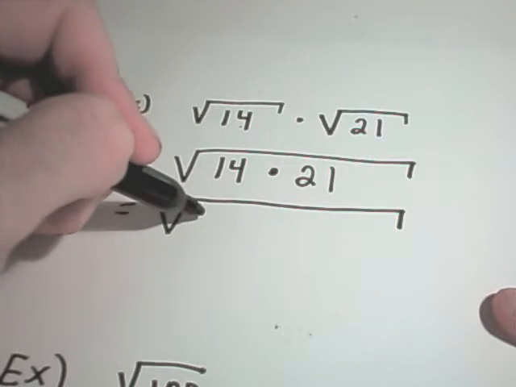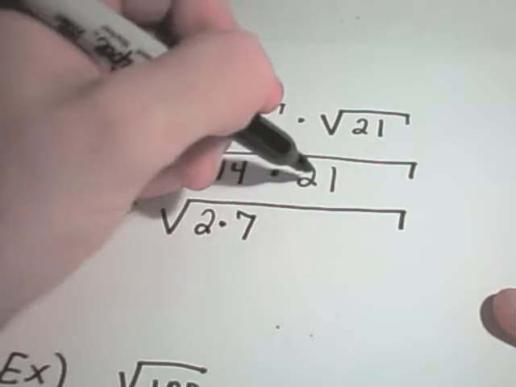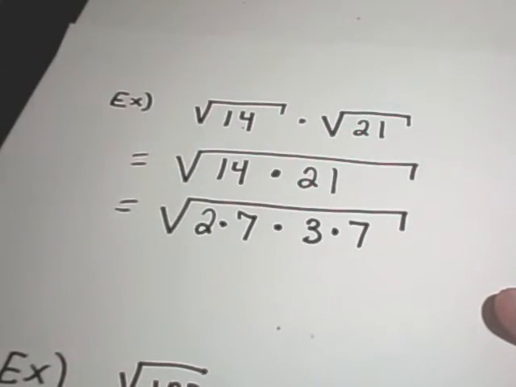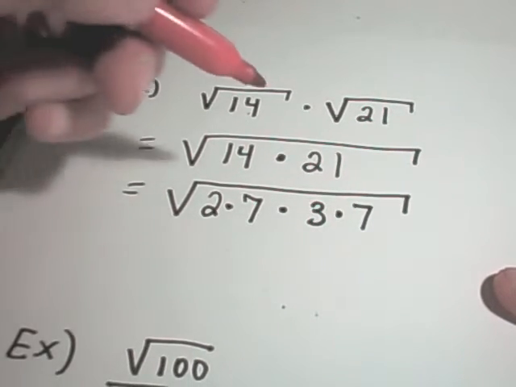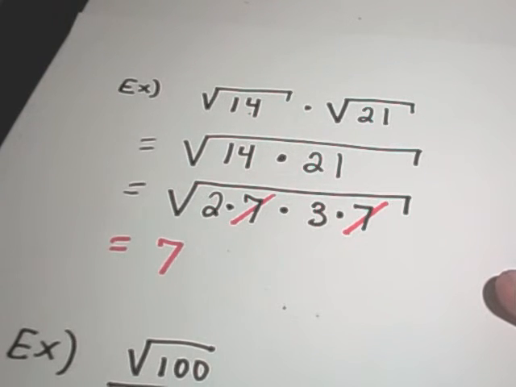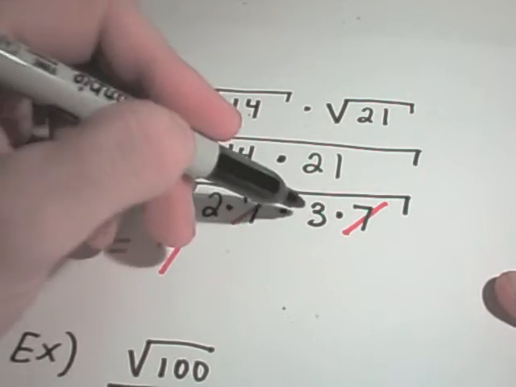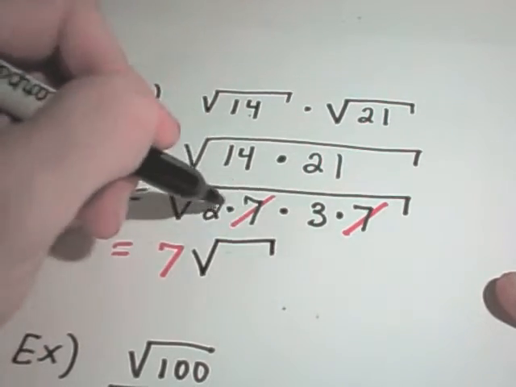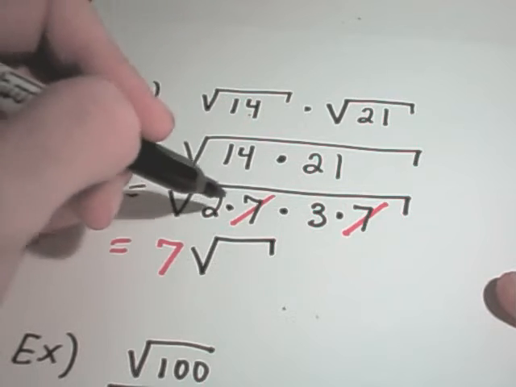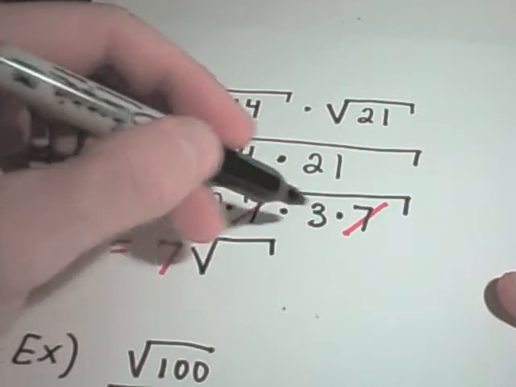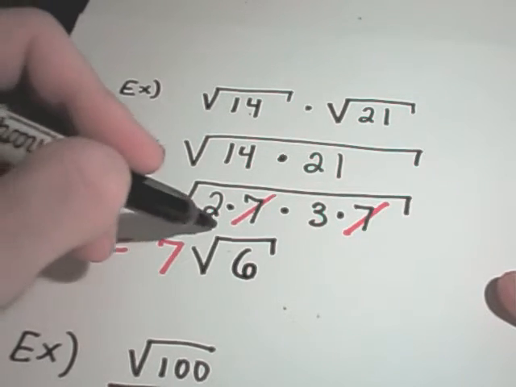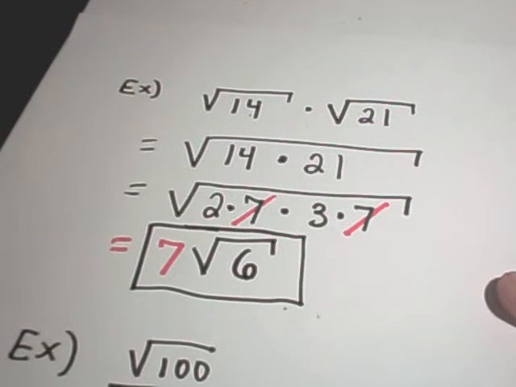So I'm going to break down 14 as 2 times 7. I can break down 21 as 3 times 7. And now the same idea. I see a 7 and a 7. I can pull that out front one time. I'm left with a 2 and 3 underneath there. Neither one of those have square roots, at least not whole number square roots. And you can't break 2 down any further, 3 down any further, so 2 times 3 is 6. I'll stick them back together, and that would be my answer, 7 times square root of 6.